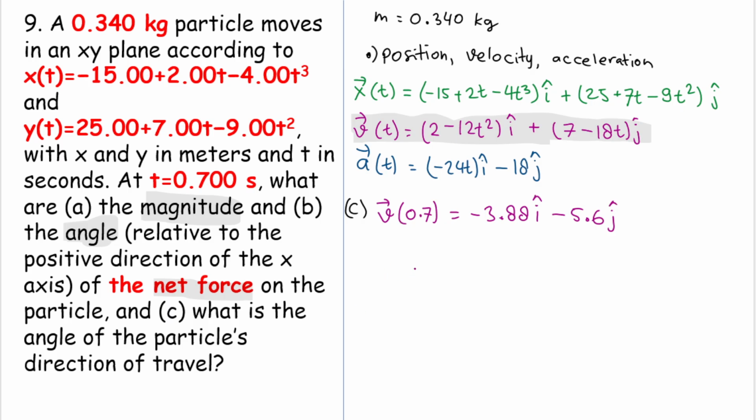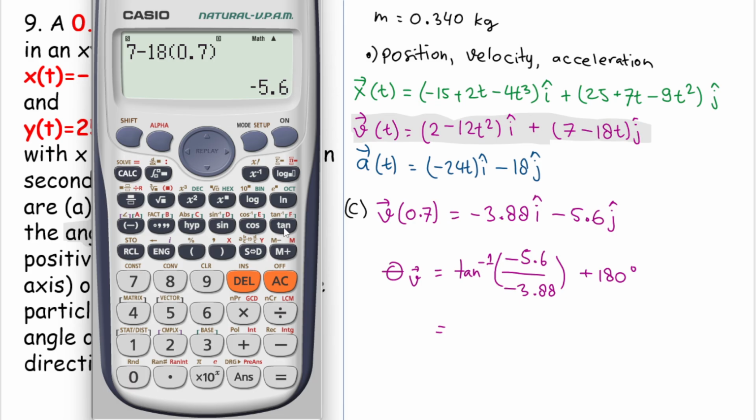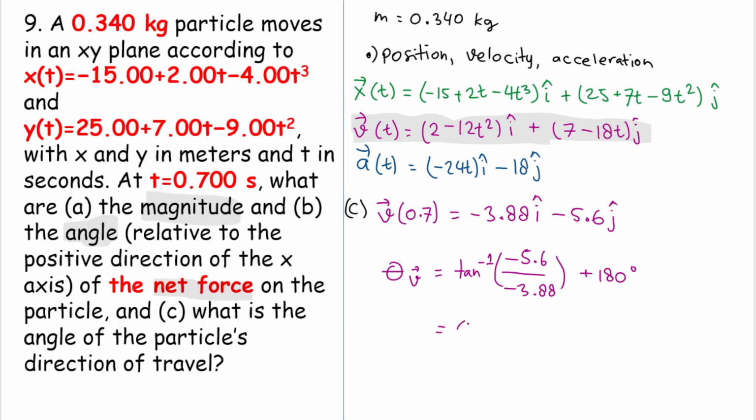Okay, and we need to find out the angle for the direction of travel, and that will be the inverse tangent of the Y direction. We'll have minus 5.6 divided by minus 3.88. And the same, this one will be on the third quadrant, so we need to add 180 to it. So we will have shift inverse tangent here, minus 5.6 divided by minus 3.88, and then plus 180. Good. And I will have 235 degrees.